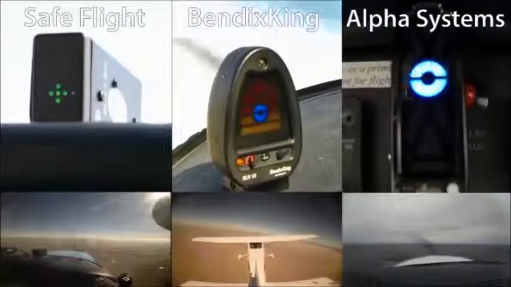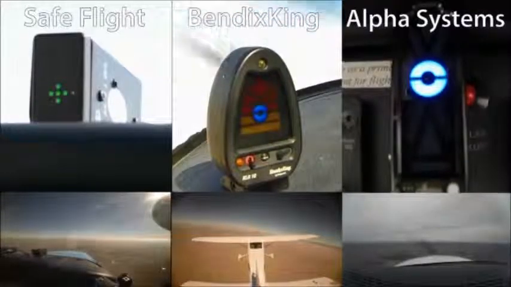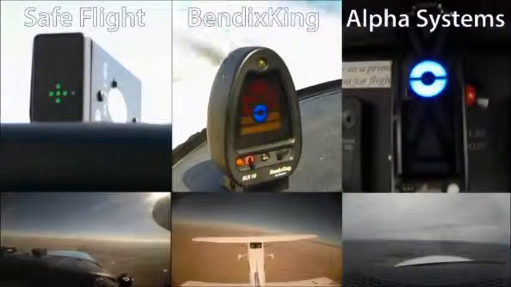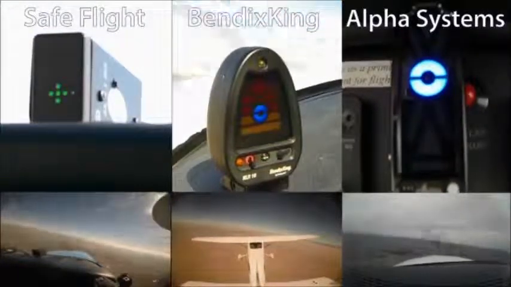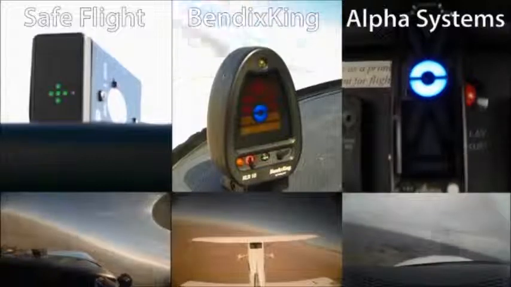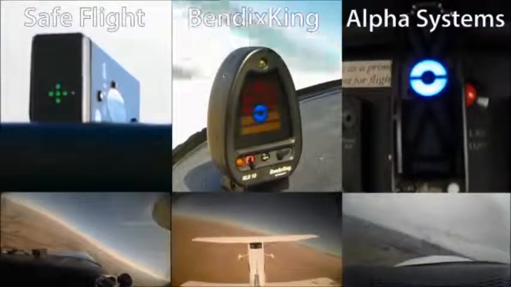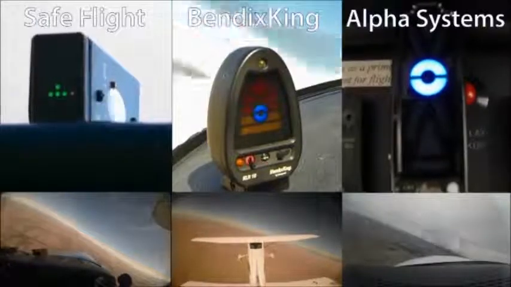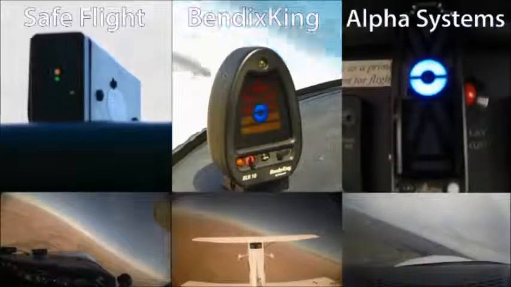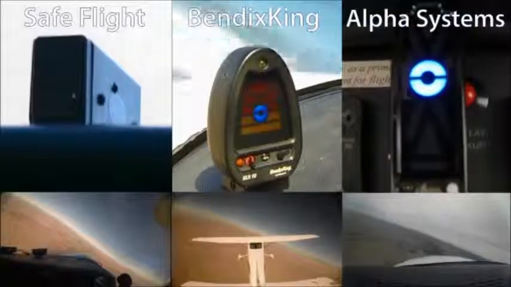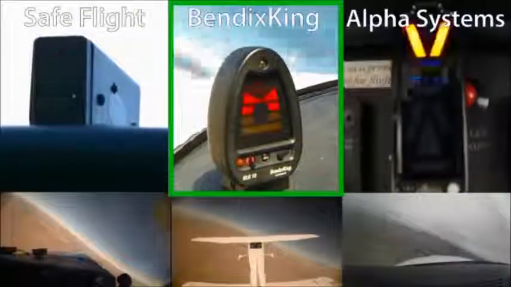Next is a cross-controlled stall, which simulates overshooting the base to final turn. In this maneuver, the pilot presses on the inside rudder and maintains a constant bank with opposite aileron, creating a cross-controlled situation. This can quickly lead to a low-altitude stall and spin if the pilot is not careful. Again, the devices perform as expected and provide a warning to the pilot.